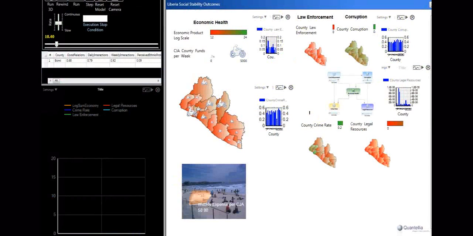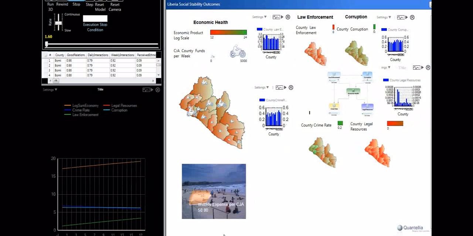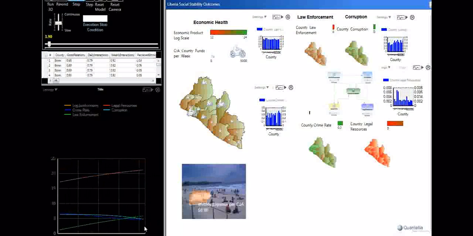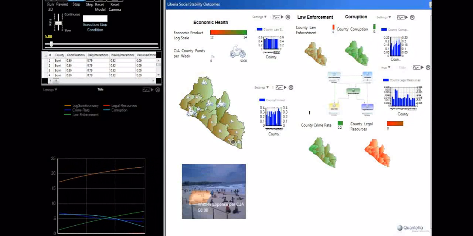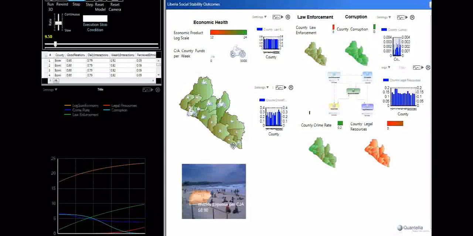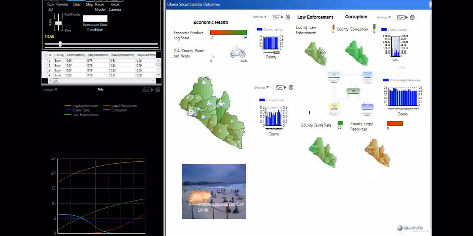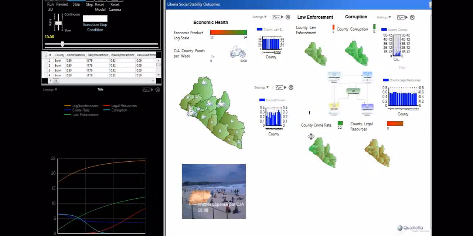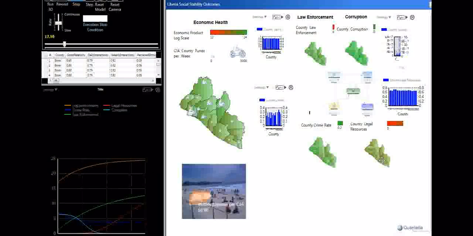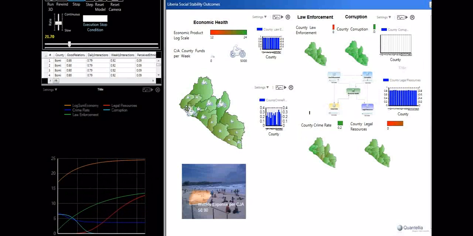So let's begin. We'll be going into the details of this model later on, but for now I'm going to just run the model and let you see how it plays out. I'll draw your attention to a couple of things. First of all, this is the economic health of Liberia here. Notice how it's going from red to green. And also these other factors, law enforcement, corruption, the crime rate, and legal resources. On a county-by-county basis, those are also turning green as a result of the impact of these CJAs.